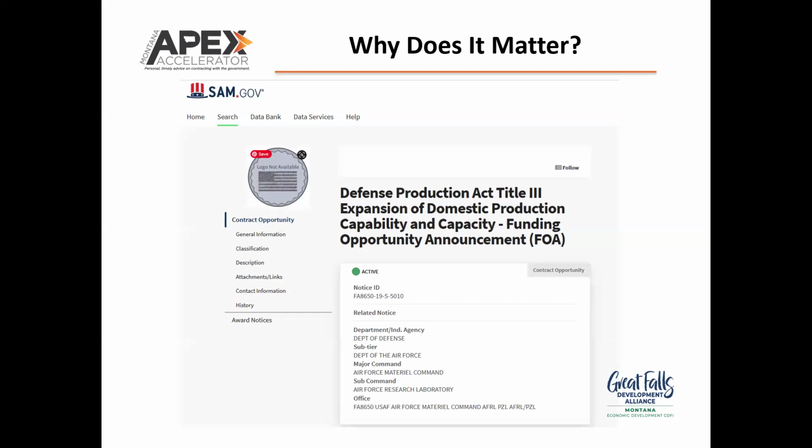The first path is the open FOA. This allows for white papers to be submitted by industry at any time. Submitted white papers are on a topic of industry's choosing. However, they must line up within one of the DPA Title III's focus areas. They are sustainment of critical production, commercialization of research and development investments, and scaling of emerging technologies.